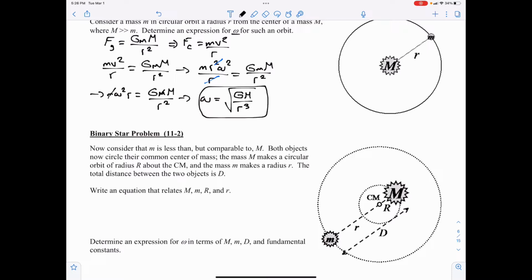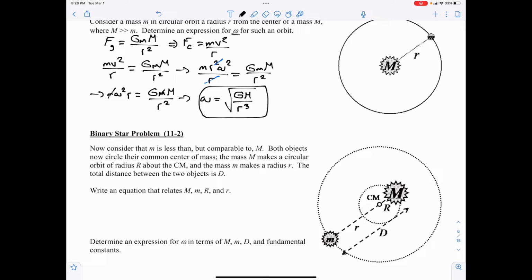Section 11.2, Binary Star Problem. Now consider that little m is less than but comparable to big M. Both objects now circle their common center of mass. The mass big M makes a circular orbit of radius big R about the center of mass, and the little mass m makes a radius little r. The total distance between the two objects is d.